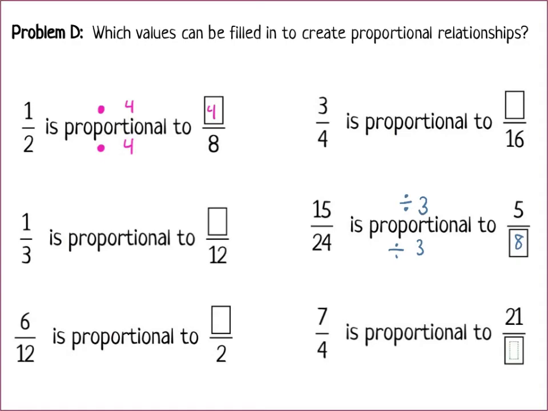Now that you've seen these two examples, I want you to try and fill in the rest of the examples on your own. So go ahead and pause the video now, fill in the rest of the problems, then press play again to see if you are right. How did you do? Were you able to figure out all of the proportional relationships and what you needed to multiply by or divide by to figure those out? Hopefully you did. If not, go ahead and fix your paper so it looks like mine.